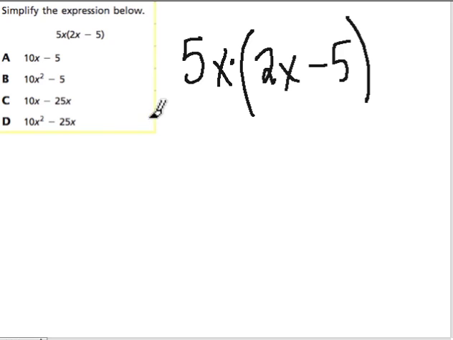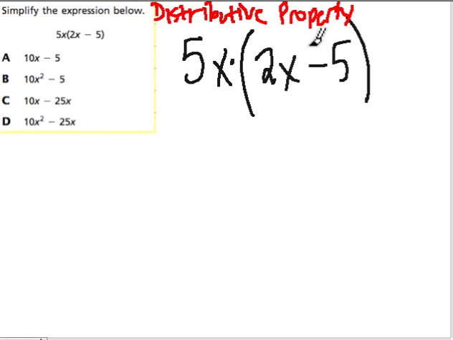Of multiplication. I'm going to write that up here. Distributive property. The distributive property really helps us manipulate equations or use the operations to simplify them. So 5x, and then we have this stuff in here. It looks like we can't do anything, but we can.